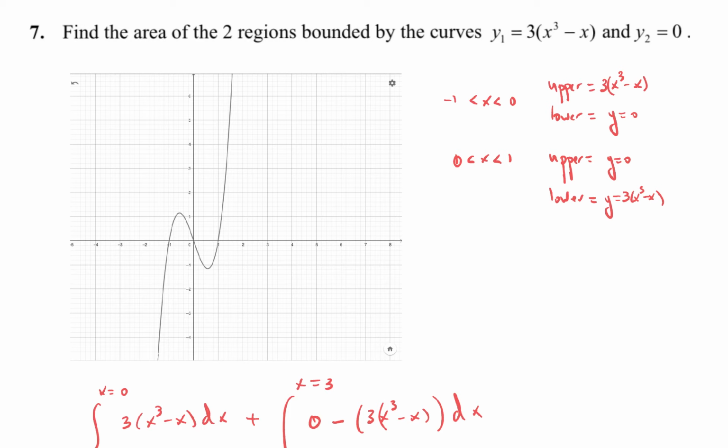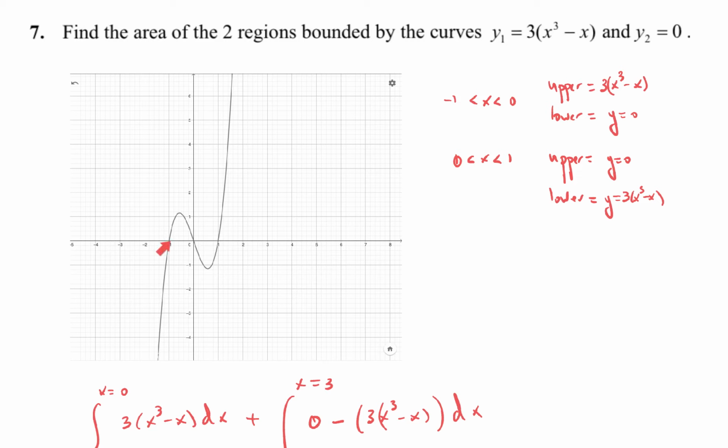Find the area bounded by the curve 3x cubed minus x. This is the graph of this function. X cubed always goes like this. This is the graph of 3x cubed minus x, and the graph y equals 0.